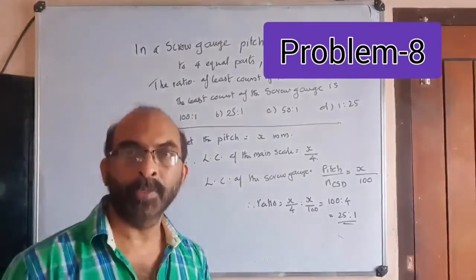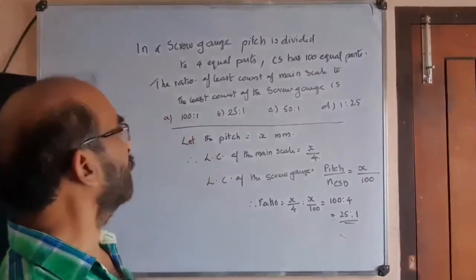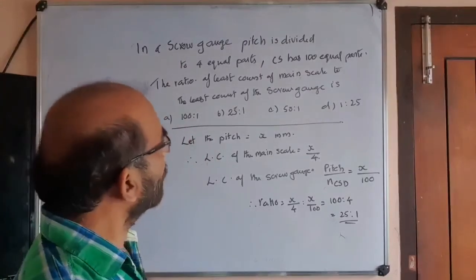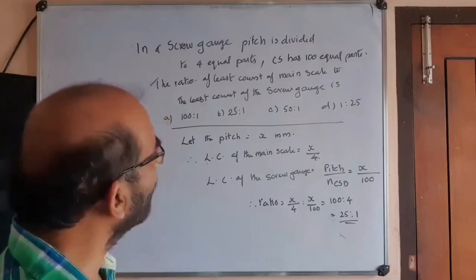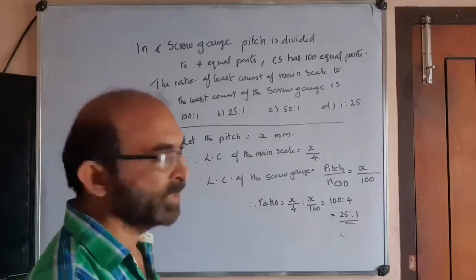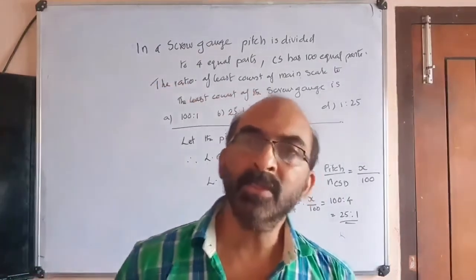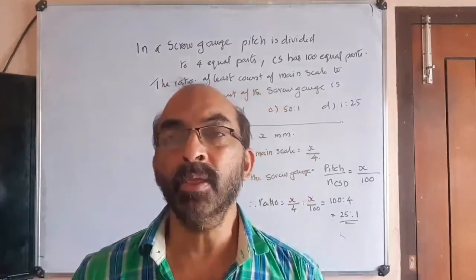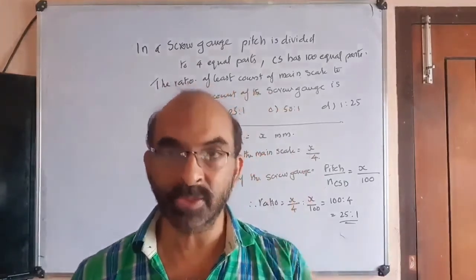Okay. One more problem. In a screw gauge, pitch is divided into 4 equal parts. A circular scale has 100 equal parts. The ratio of least count of the main scale to the least count of the screw gauge is. Okay, we know a screw gauge has 2 least counts, one corresponding to the main scale and the other for the screw gauge as a whole.